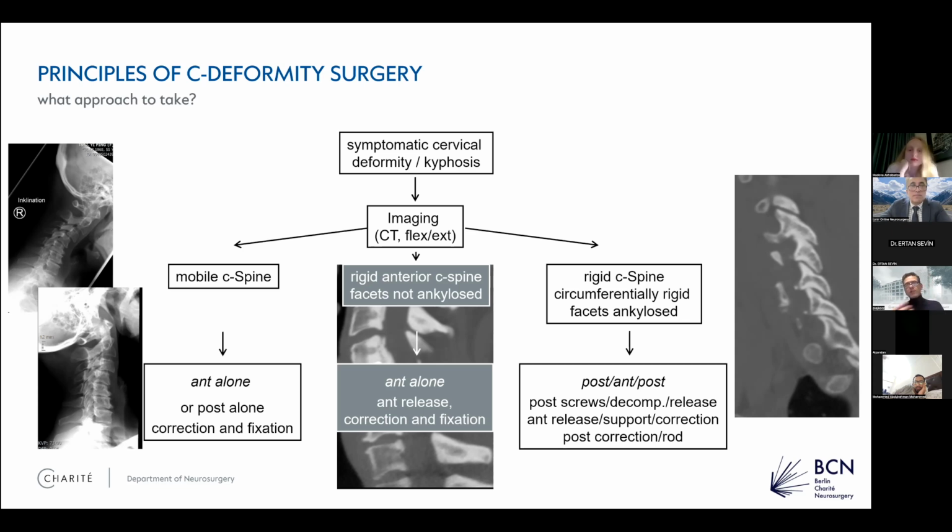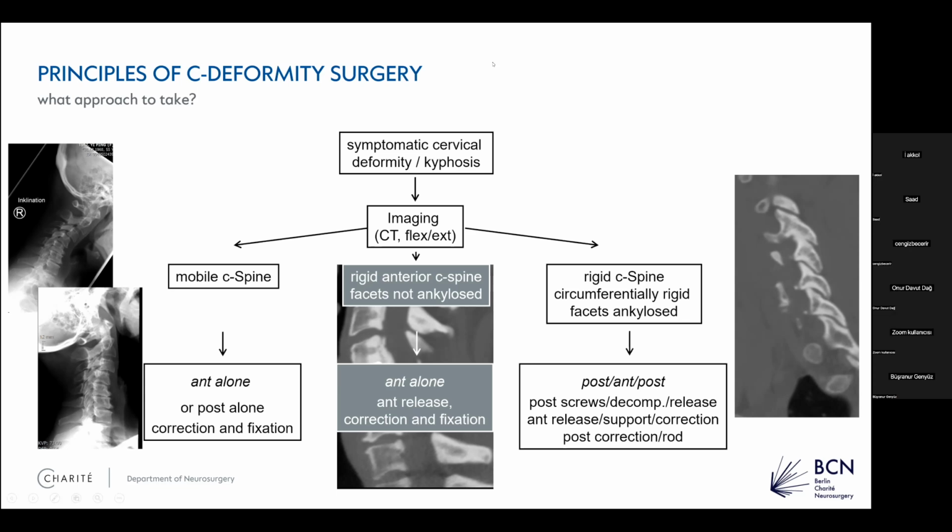And following that, you would come from posterior. Sometimes you don't even use a plate anteriorly to retain the anterior flexibility. And then you would come from posterior, and you would do some kind of maneuver with your rod, and then you would do the final correction from posterior. So it really comes down to how mobile and how rigid the cervical spine is, and this is driving the approaches that you have to take.